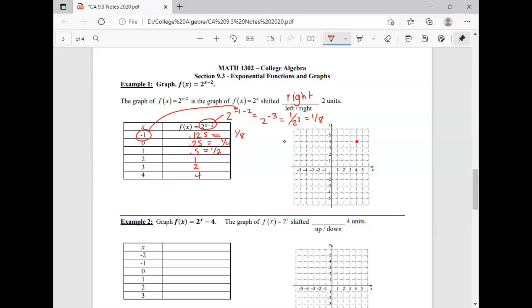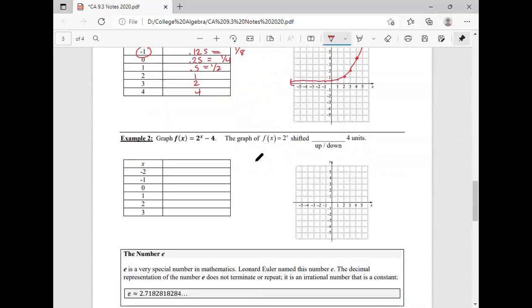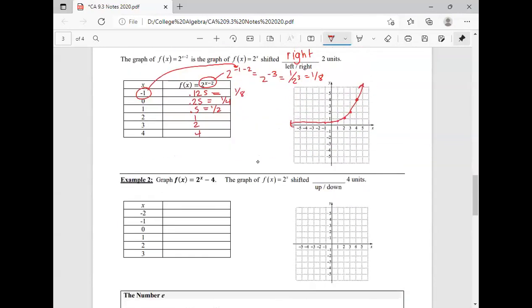This is what our new equation would look like: 3, 2, 2, 1, and 1, 1/2, and then 0, 1/4, and -1, 1/8. It kind of goes up like that. We know it gets really, really close to that x-axis, but it stops right there. Okay, so this one.